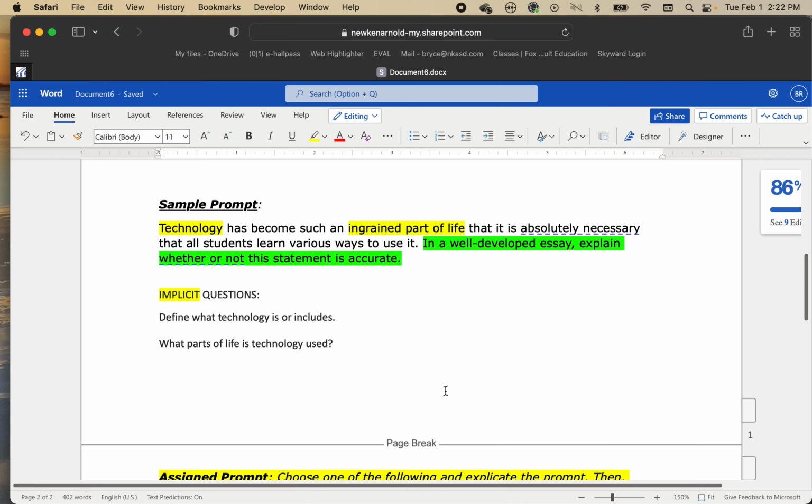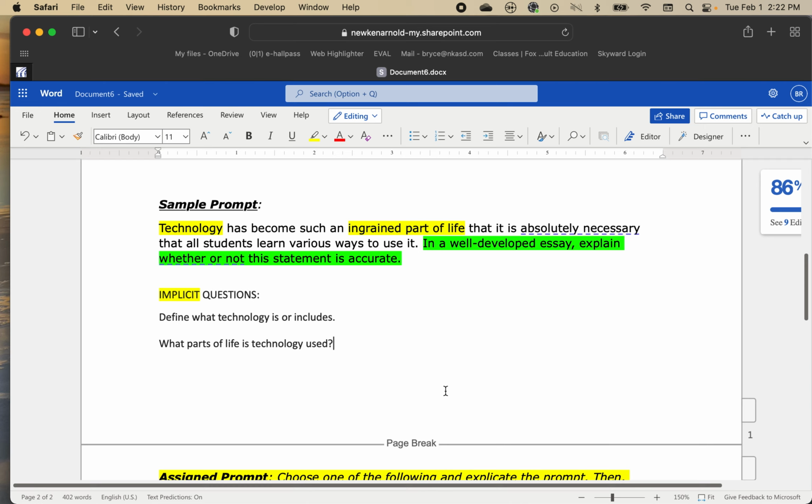So after I explain what technology is, or I figure out what technology means or includes, the next thing I would be thinking about is what does parts of life mean? Does that mean like to actually breathe, or am I going to have to break it down into like, oh, this is work versus personal life versus family, that kind of stuff.